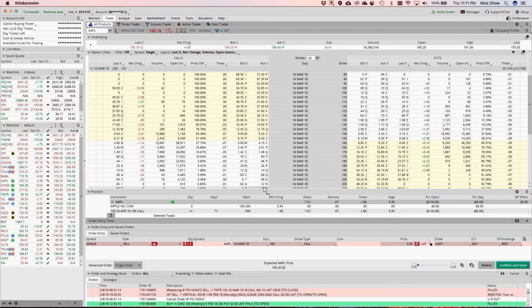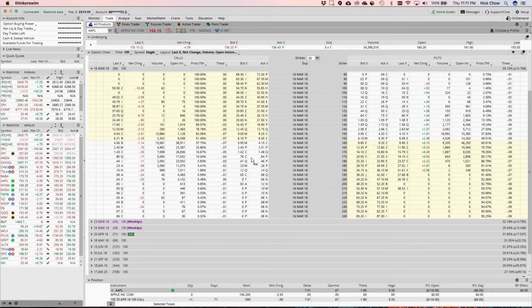So that leads into the other option. If you wanted to short Apple and you wanted to have a defined risk trade, you can sell a credit spread.